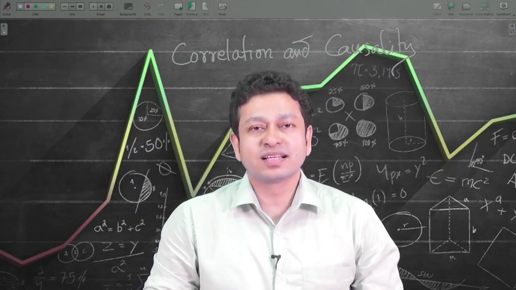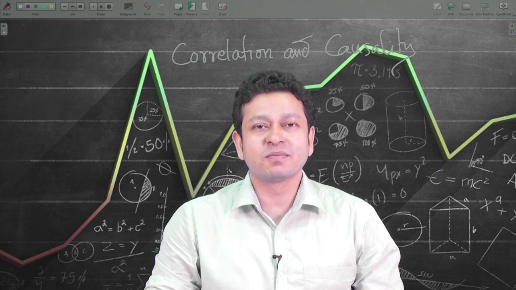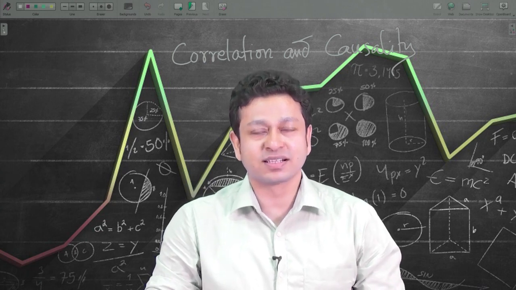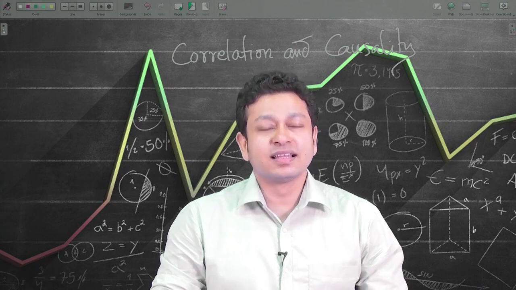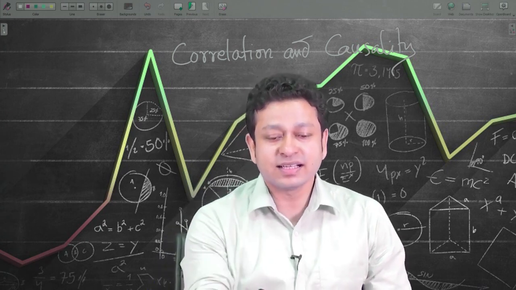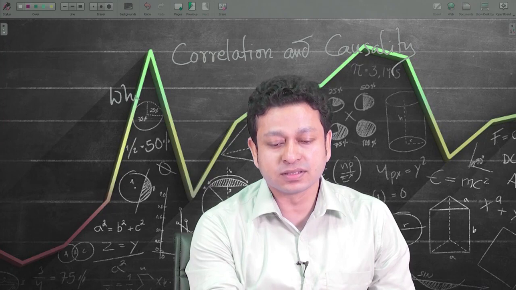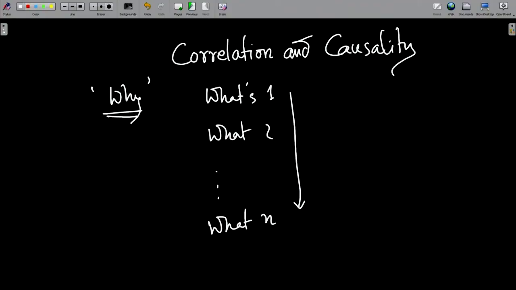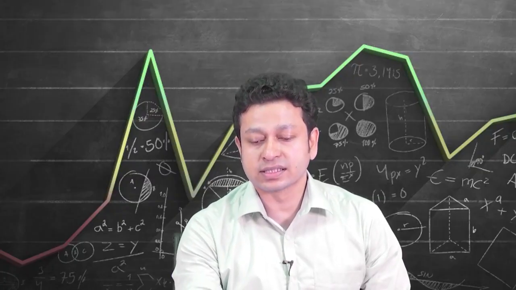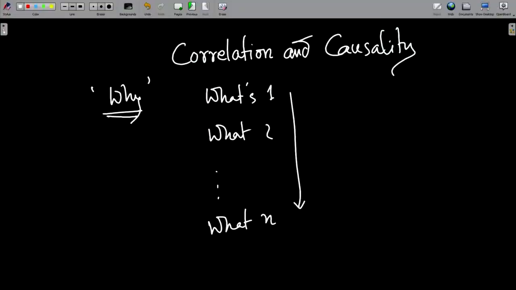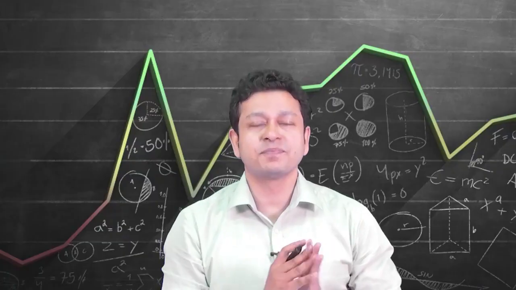Hello and welcome back to the lecture on applied econometrics, and we are talking about the difference in the concept of correlation and causality, and this is the third part of the lecture. Now, we have seen when we talk about causality, it is pretty intricately related to the question why, and we have also seen the why is coming from a hierarchy of whats. Okay. So, let us say what 1, what 2 and so forth.